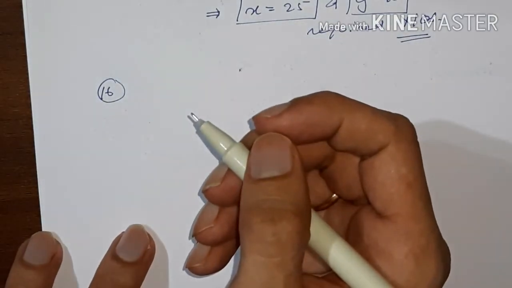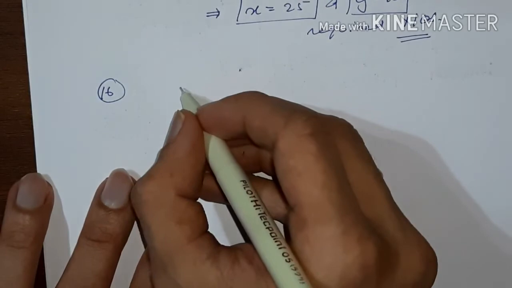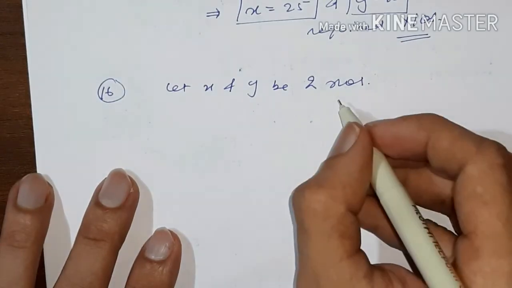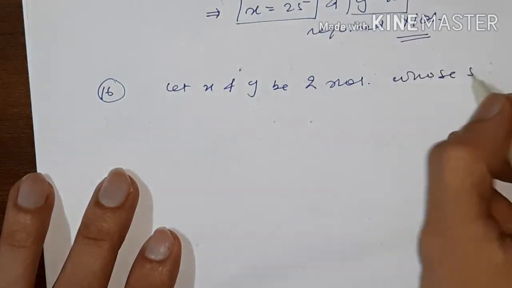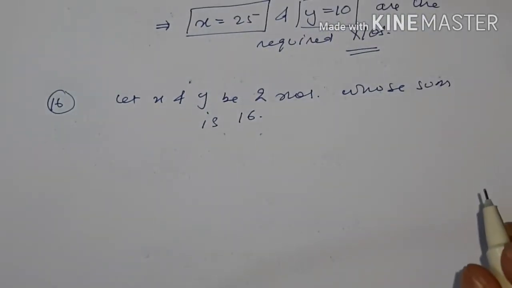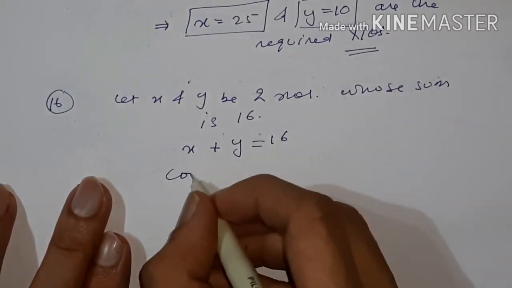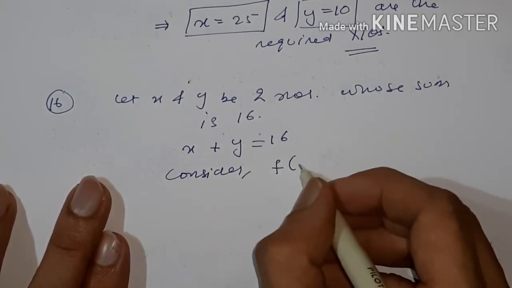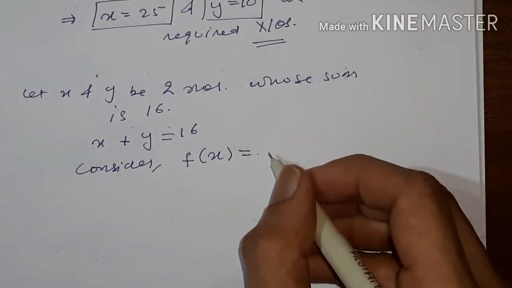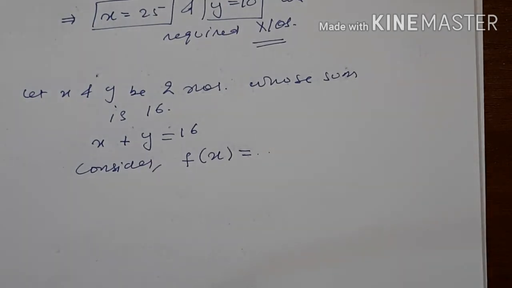Find two positive numbers whose sum is 16 and the sum of whose cubes is minimum. Okay, so let x and y be two numbers whose sum is 16, and the sum of whose cubes is minimum. So x plus y is 16 and we have to consider a function. So f(x) will be what? You have to work with the cubes of two numbers.